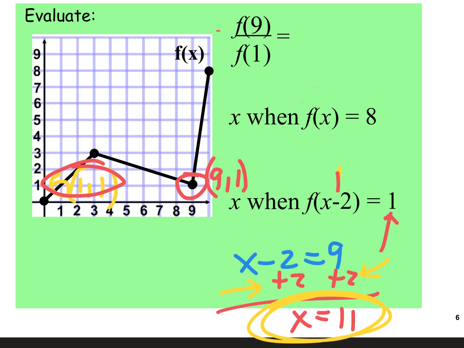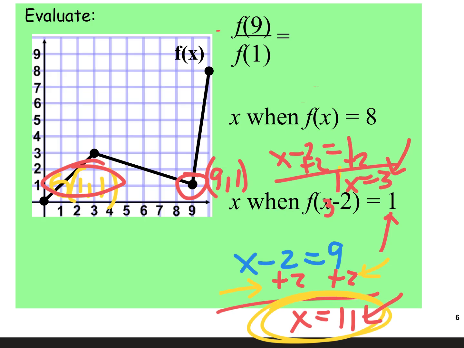So you're saying if I put in a 3 right here, it'd be 3 minus 2 equals 1. x minus 2 equals 1. Add 2 to both sides. x equals 3. There are 2 answers: x equals 11 and x equals 3. Whew! Now that's a hard problem, but hey, you signed up for honors.